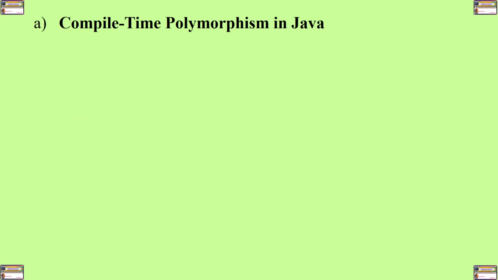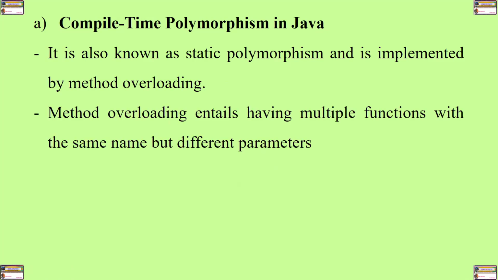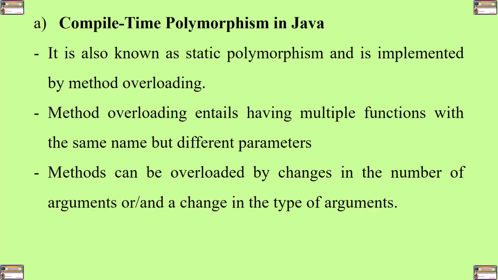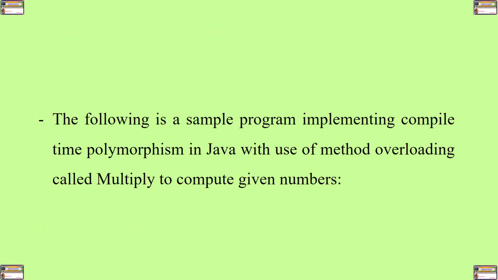Let's look at what we call compile time polymorphism in Java. Compile time polymorphism in Java is also known as static polymorphism and is implemented by method overloading. Method overloading entails having multiple functions with the same name but different parameters. The methods can be overloaded by changes in the number of arguments or a change in the type of arguments. This type of polymorphism is implemented in a program by making use of multiple methods having the same name.